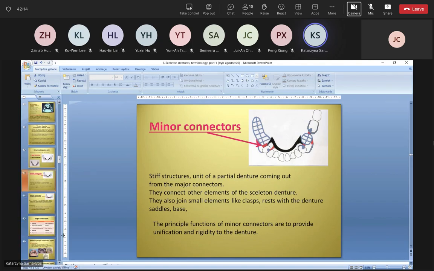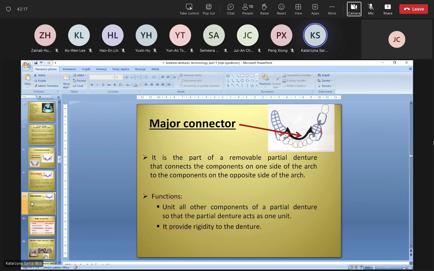And the major connector is the part of a removable partial denture that connects the components on one side of the arch to the components on the opposite side of the arch. As you see, the black one, this is the major connector. And its functions: it unites all other components of a partial denture so that the partial denture acts as one unit. It provides rigidity to the denture.